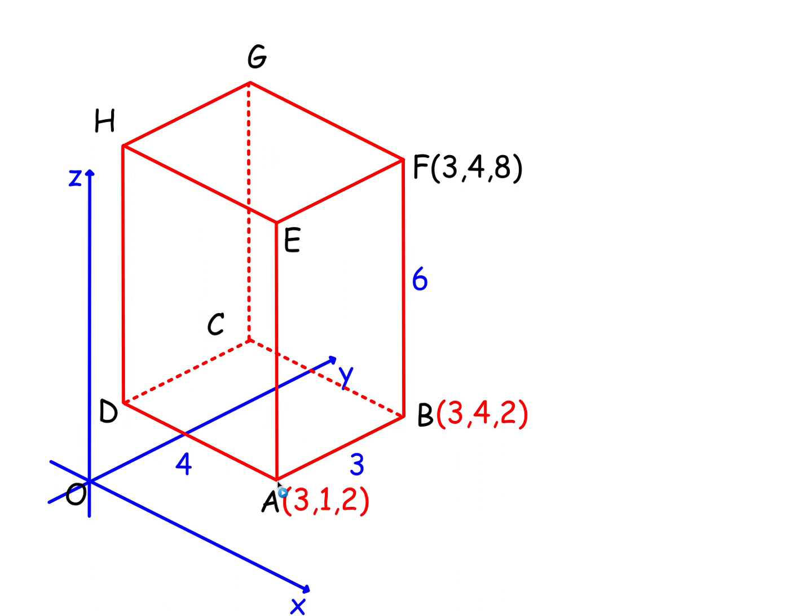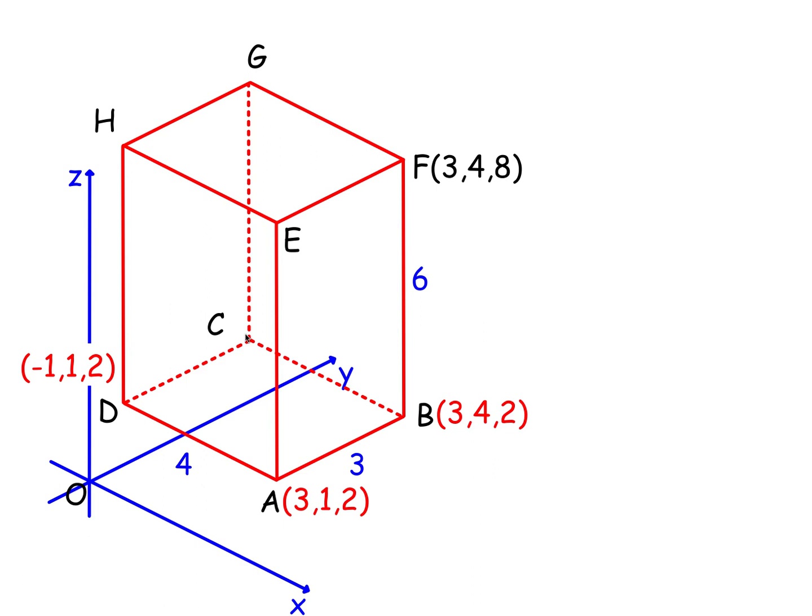Here, this is 4 on the horizontal, parallel to the X axis. So going from A to D, that would be taking 4 off the X coordinate. So this is X coordinate 3 and it loses 4. So therefore you take 4 off the X coordinate. So this 3 went to -1. It was the same Y and Z coordinates. So that's -1, 1, 2.